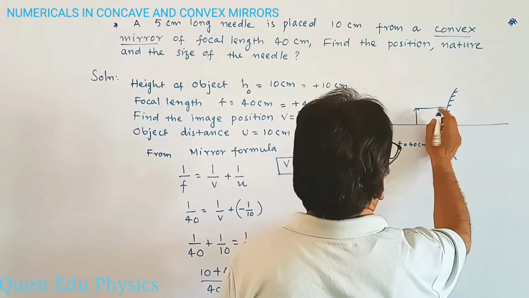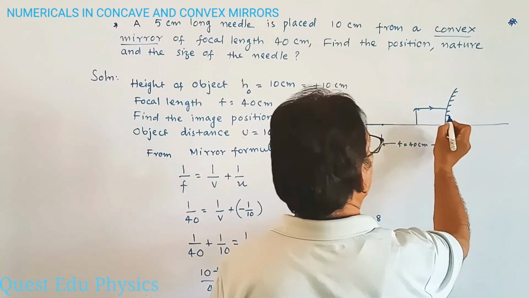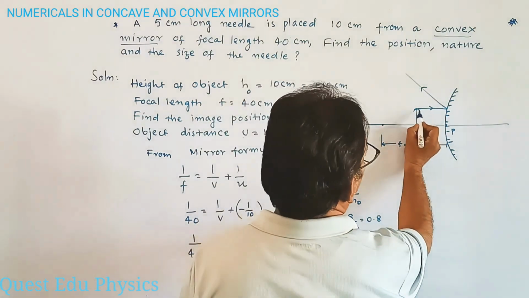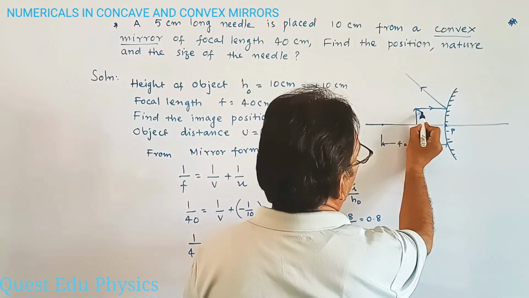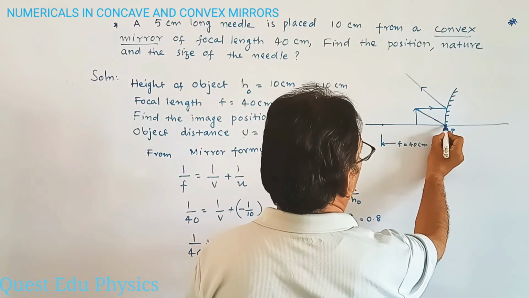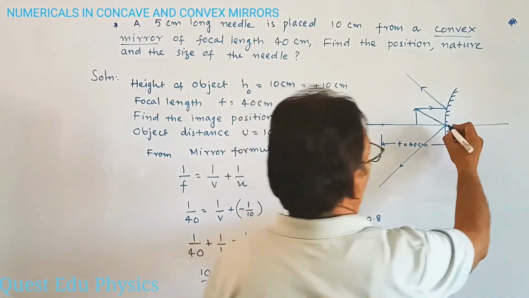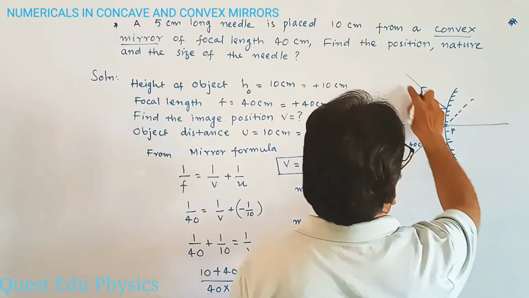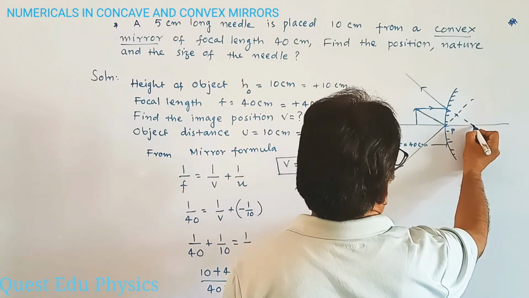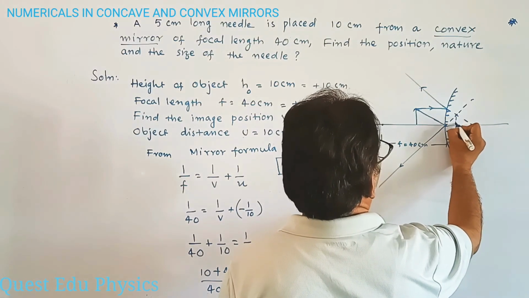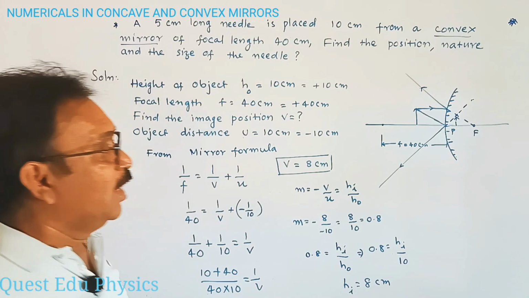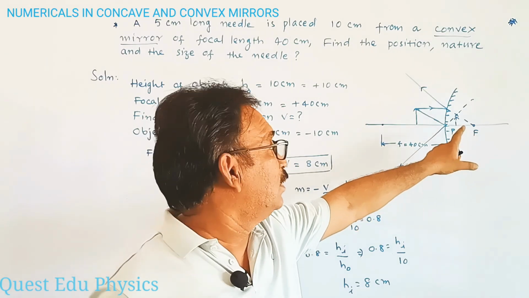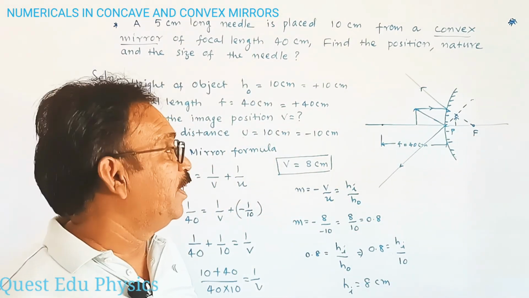One ray has to be taken from the head of the object. It is taken like this. It gets reflected in this way. Then the second ray is taken from the head of the object, passes in this way, and it gets reflected. If you produce it back, it goes on, and this ray passes through the focus. Here the image is formed. And the characteristic of the image is, it is a virtual image, but smaller in size, meaning diminished.